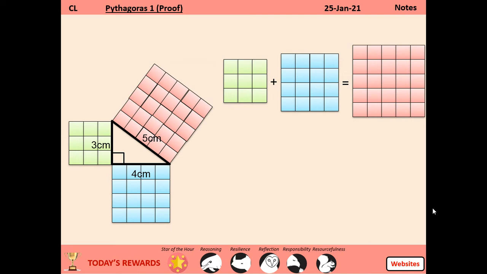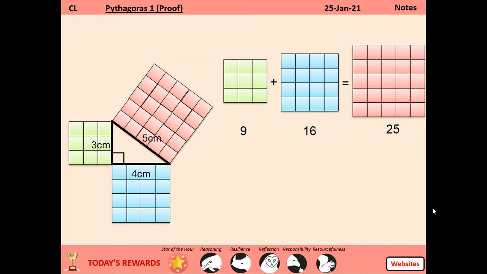So the small one would be 3 squared, which is 9, plus the next one would be 4 times 4, or 4 squared, which is 16. And then if you add them up, you should get 25. And is that the area for 5 squared? Yes, it is. Okay, and there you go. That means this triangle here has to be a right angle triangle.